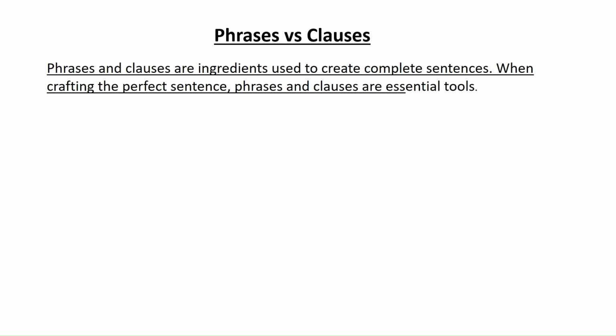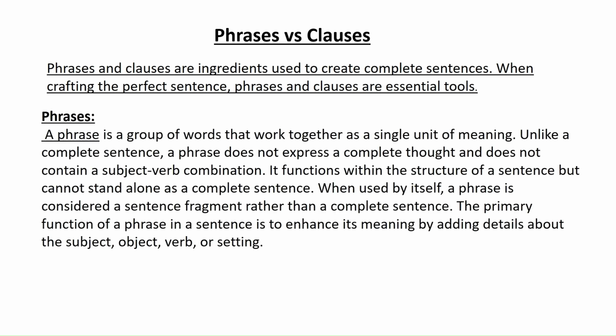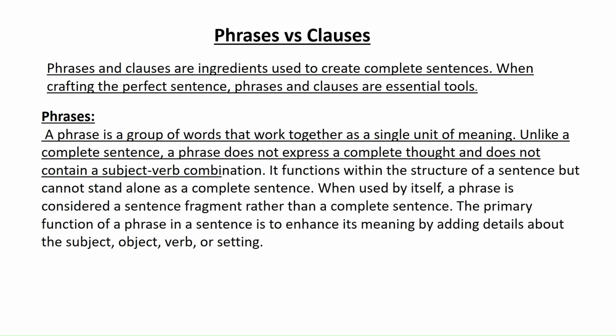But what are they and how can we define them? Let's see. A phrase is a group of words that work together as a single unit of meaning. So a phrase may have a meaning on its own, but it lacks the subject of the sentence or the verb, or maybe both, which prevents it from standing alone to represent a complete thought or a full sentence.